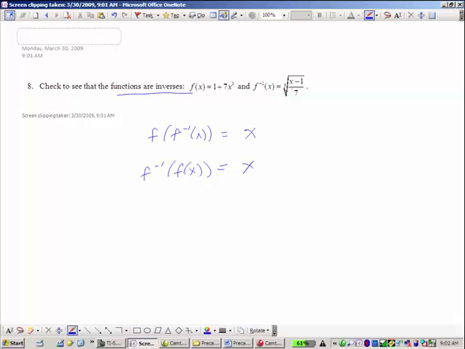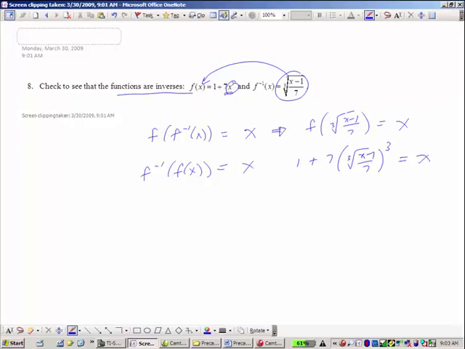So, just for example, if we were to do this, we would have to show that f of the cube root of (x minus 1) over 7 equals x. So you'd have to plug this whole thing into this rule. And sure enough, f of the cube root of something is 1 plus 7 times whatever's in there, cubed. So I would take the cube root of (x minus 1) over 7, cubed. I have to show that that equals x. And it's a question, right? Is it equal to x? What happens when I cube the cube root of (x minus 1) over 7?